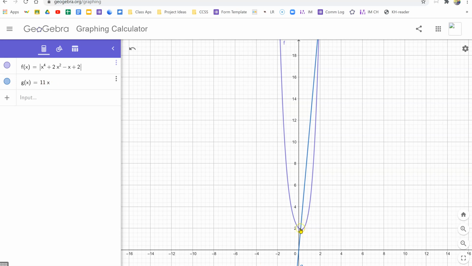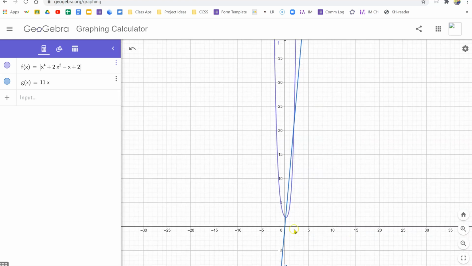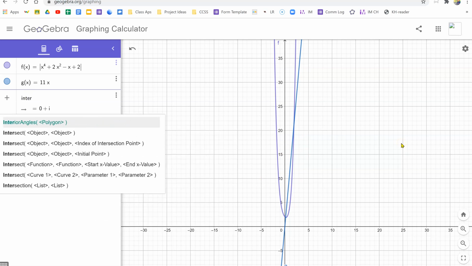You can also see that they cross here and somewhere up here, so I'm going to zoom out a little bit so I can see it a little bit better. Notice that they cross here and here, and that those intersection points lie between 0 and 5 on the x-axis. So the command that you put into the calculator to figure out where they cross or intersect is intersect.